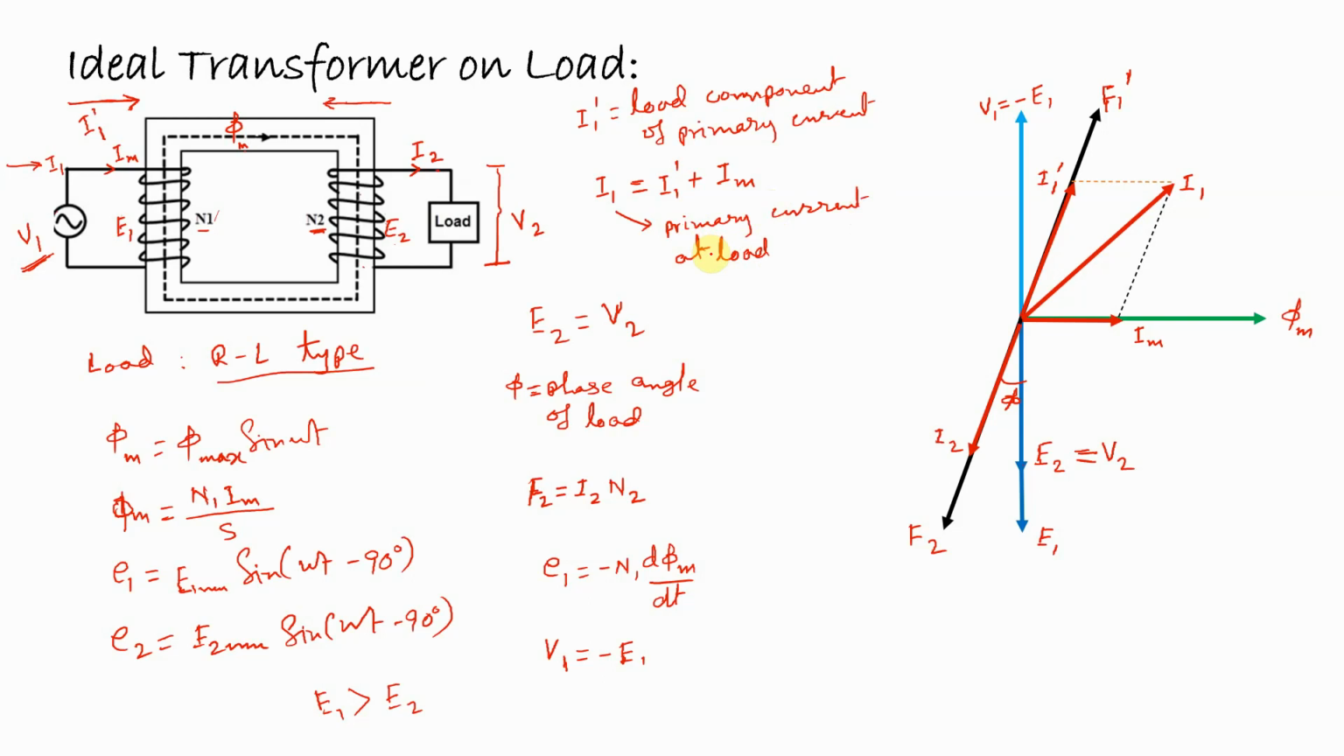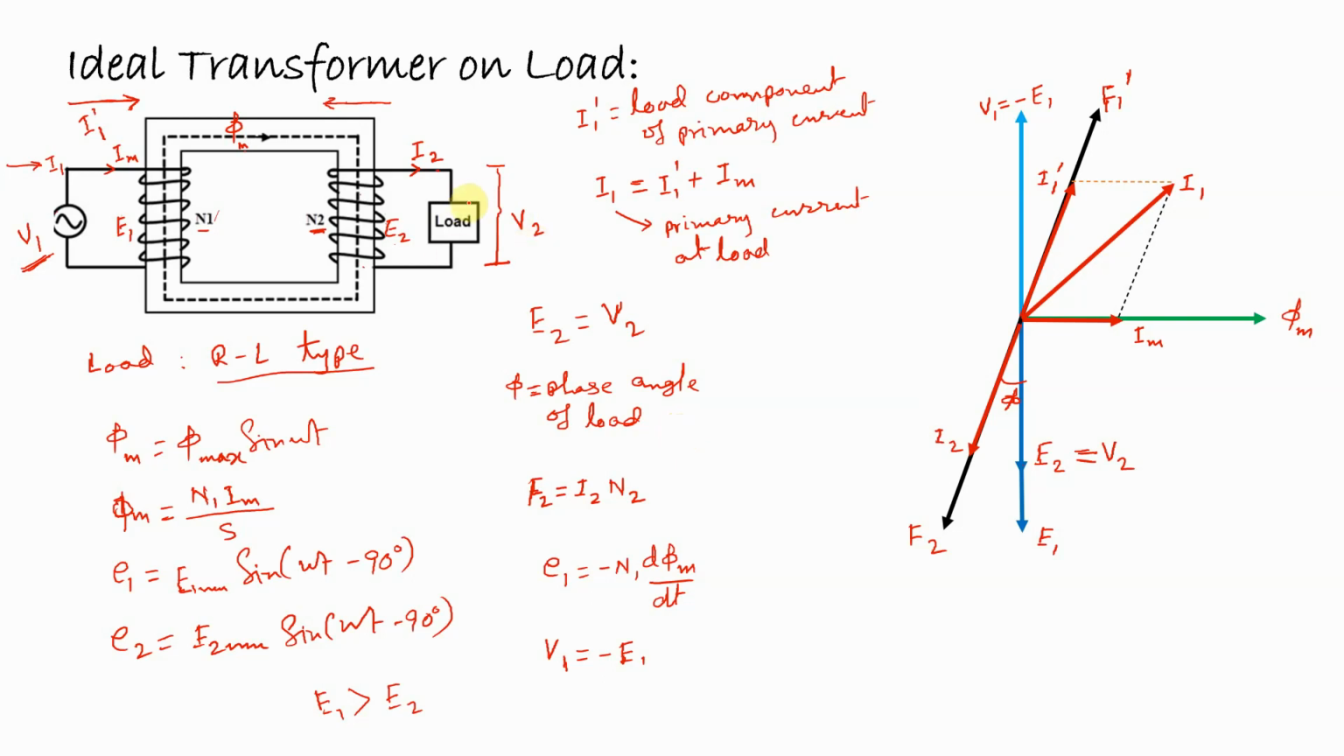So this is the complete phasor diagram of the ideal transformer on loaded condition. As there is no resistance and no leakage reactance, the losses are not considered here. So only the relations between the current and the voltages are shown here.